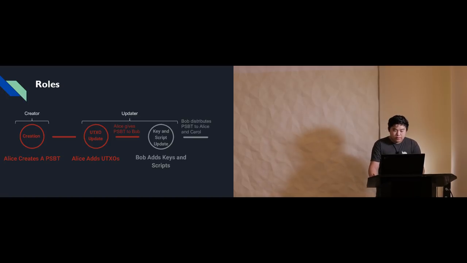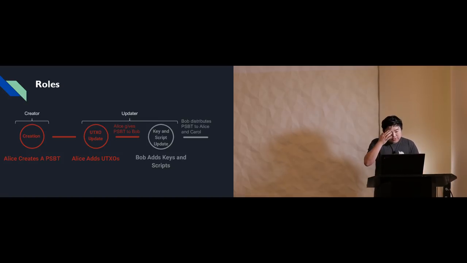So let's say Alice wants to make a transaction. She'll talk to Bob and Carol and figure out what inputs to spend and what outputs they want to create. And she will create a PSBT. This will be completely blank. It just has the raw unsigned transaction and empty maps for the inputs and the outputs.